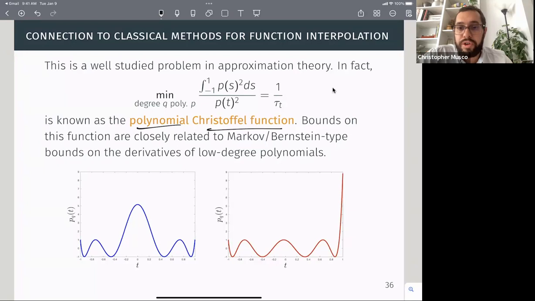What these inequalities say is they look at a polynomial which is bounded, meaning it has an upper and lower bound on it, and they say bounded polynomials can't have too high derivatives. And the derivatives depend on where you live in the interval. So if I have a bounded polynomial in the center of the interval, I can't have derivatives much higher than Q, where Q is my degree. And even at the edge of the interval, I can't have derivatives much higher than Q squared. So people understand how to bound these Christoffel functions.